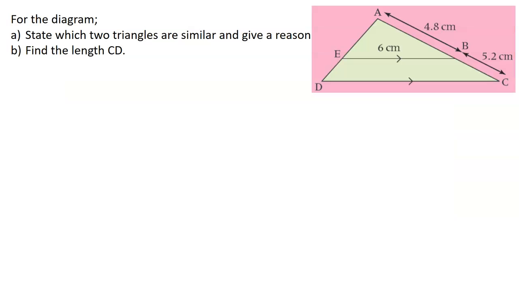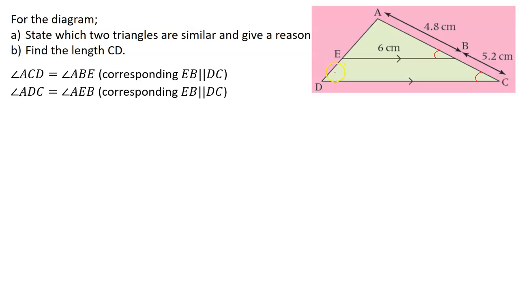Okay, let's have a look at a question then. Have a look at the diagram there. We need to say which two triangles are similar and give a reason. I can say that angle ACD is equal to angle ABE because they're corresponding angles with parallel lines EB and DC here.